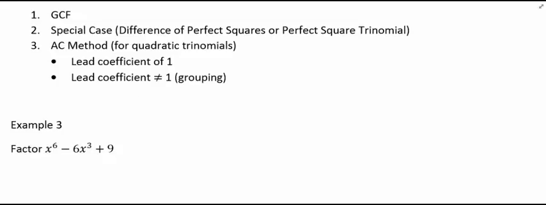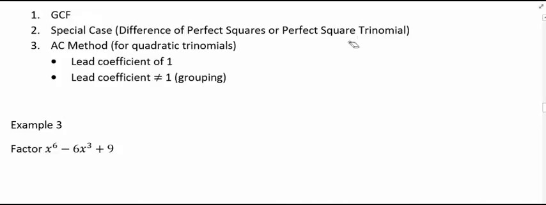Okay, here's another example. It says factor x to the sixth minus 6x cubed plus 9. So again, we'll always try to find a GCF first. Looking at this, there is no GCF. So we'll check to see next, is it a special case? It's not the difference of perfect squares. That's always going to be a binomial.